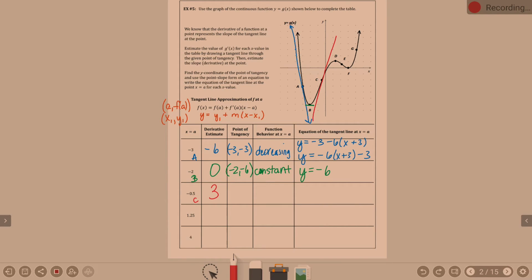Okay, my answer key says it's a slope of 3. Now, based on that, what is my point of tangency? -0.5. -2. Which just adds to the confusion there, doesn't it, when you're trying to then do slope from that point. It is what it is. You get the gist, right? What's my function behavior? Increasing.